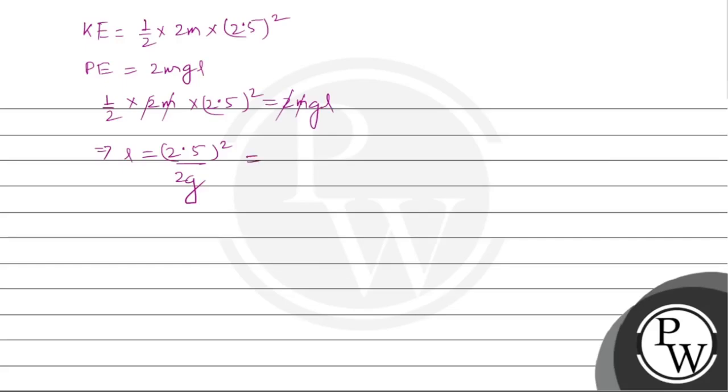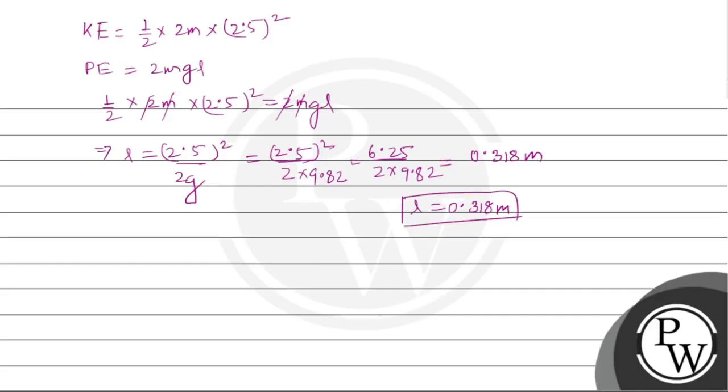अब g का वैल्यू होता है 9.82 as given in the question. So 2 into 9.82, 2.5 स्क्वायर का वैल्यू होता है 6.25, by 2 into 9.82 करें तो हमको मिलेगा almost 0.318 meter. So the length of the string is 0.318 meter. This is the answer to part B. Hope you have understood it well and best of luck.